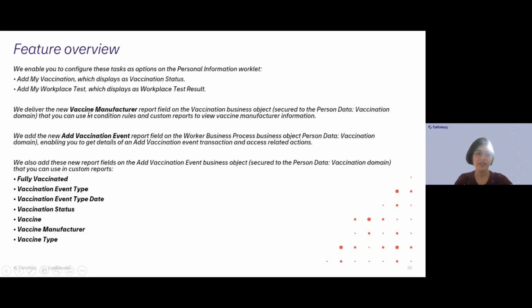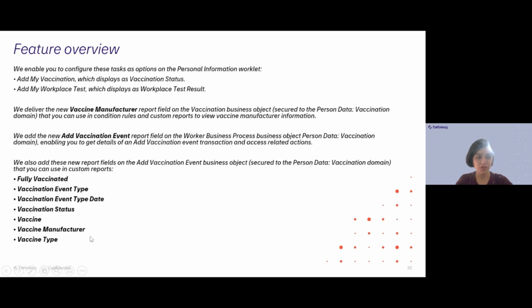There is a new vaccine manufacturer report field on the vaccination business object that can be pulled onto any custom reports that you are using to view the vaccine manufacturer information. There is a new add vaccination event report field on the worker business process business object, and both of these new fields are secured via the person data vaccination domain. So make sure relevant security access is provided to these domains for accessing these fields.